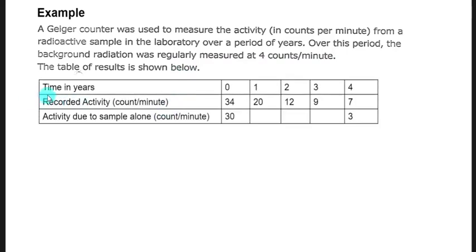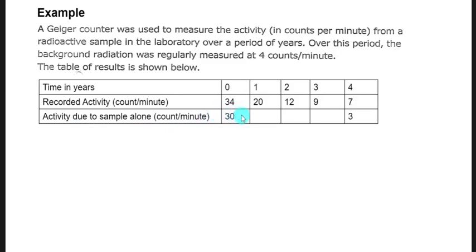So in this table, it has these columns: time in years, then recorded count. So we have at 0 years, 1 year, 2 years, 3 years, 4 years. Then they recorded activity. At 0 years, it was 35. At year number 1, after 1 year passed, it was 20 counts per minute. After 2 years, 12 counts per minute. After 3 years, 9 counts. After 4 years, 7 counts. Then activity due to sample alone. Here they are saying it is 30.